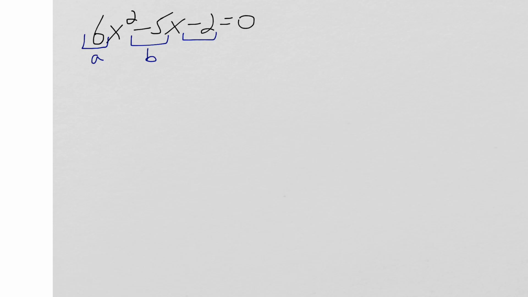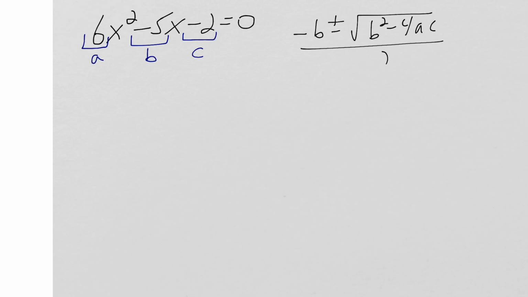Now let's work on solving the quadratic equation 6x squared minus 5x minus 2 equals 0. And let's use the same formula to solve this, keeping in mind that in this case a would be 6, b would be negative 5, and c would be negative 2. Applying the formula, and I'll write it over here again for quick reference: negative b plus or minus the square root of b squared minus 4 times a times c, all over 2 times a. Let's start plugging numbers in.